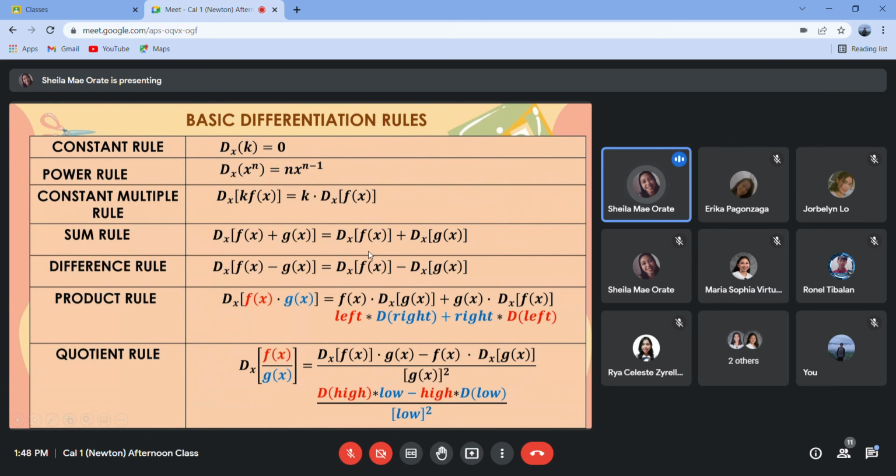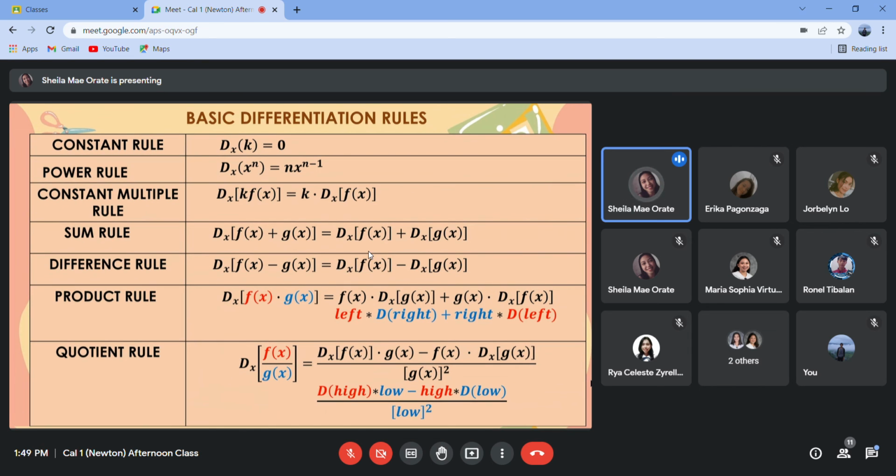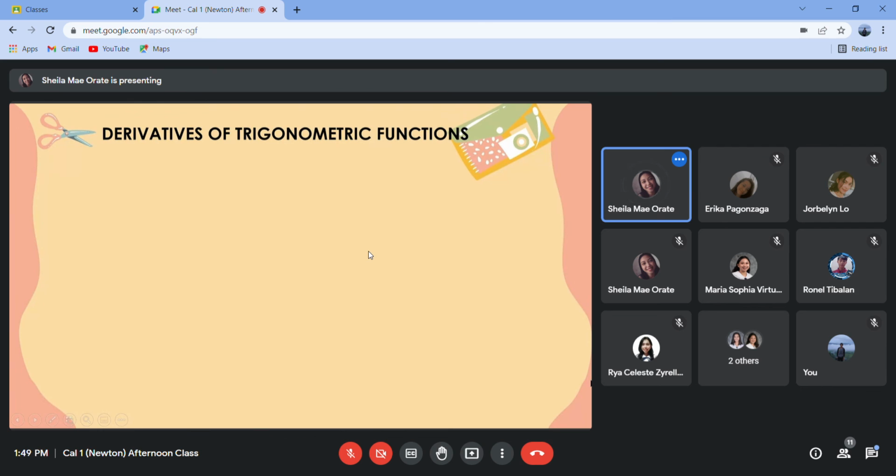Always remember when it comes to quotient rule, ang operation is subtraction. And then if product rule, ang operation is addition. Okay, so mao ni siya ang atong basic differentiation rules, for algebraic and exponential functions. Ma-apply gyapon nato ni sa trigonometric functions.